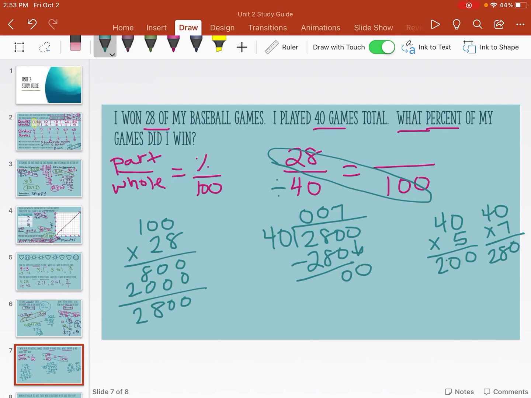Subtract and bring down. Even though it's a 0, I still need to bring that down. 40 goes into 0 0 times. Do not forget that. It's not 7%. It was 70%. Think about it. That makes sense because if I won 28 out of 40 games, that's more than half. So I should be getting more than 50%. If I'm getting 7, that's like I barely won any. Maybe I won 1 game. Okay.